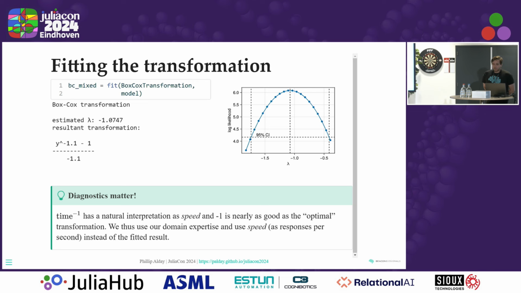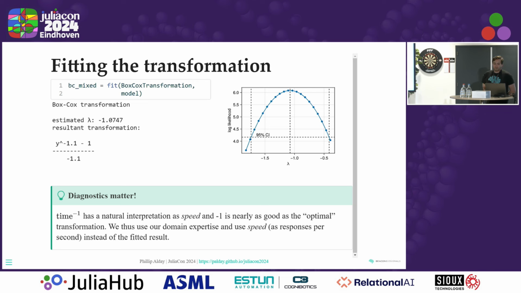And it fits it, does it relatively quickly. Again, this is a package extension, so you don't pay the cost if you don't have it, but if you do have it, great. And again, kind of highlighting something empirical about this is that time minus 1, so the inverse of time, has a natural interpretation of speed.